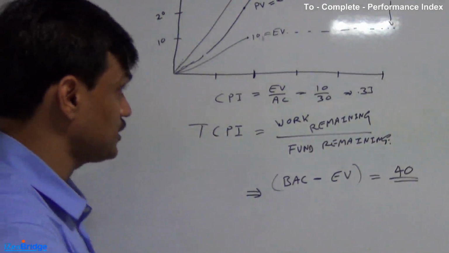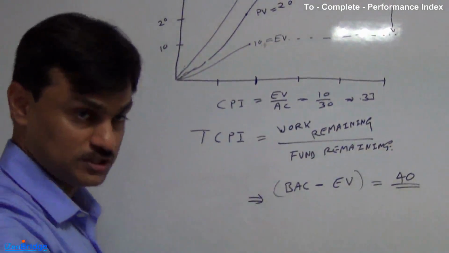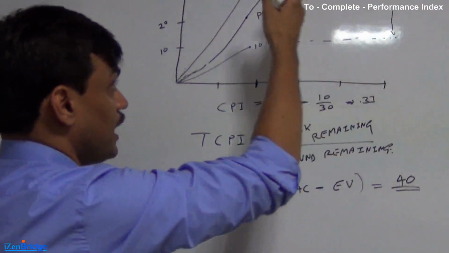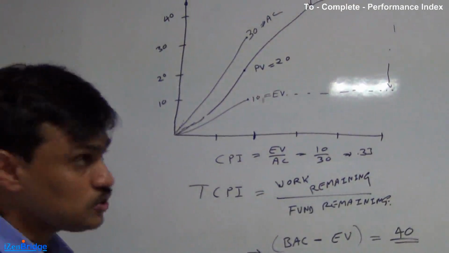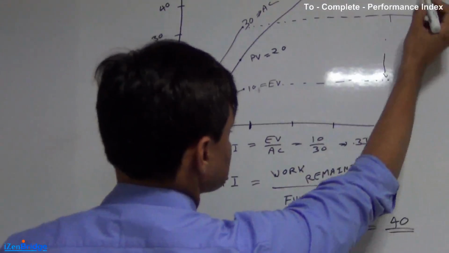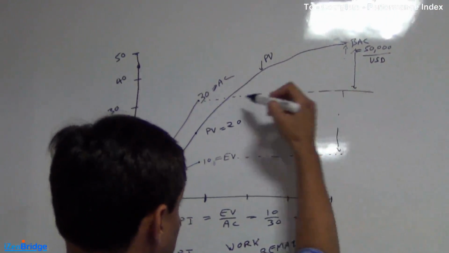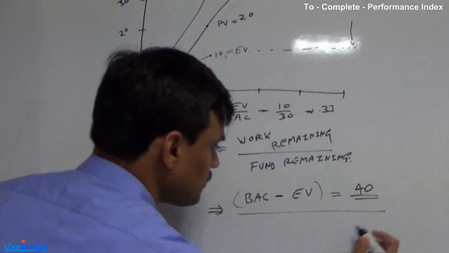How much money is left? If I take 50,000 as my benchmark, as my threshold that I can't go beyond, and I have already spent 30,000, I am only left with 40. So the fund remaining, if my budget is fixed, can be looked at as the difference between the money spent and the money available. And that is what the formula talks about.